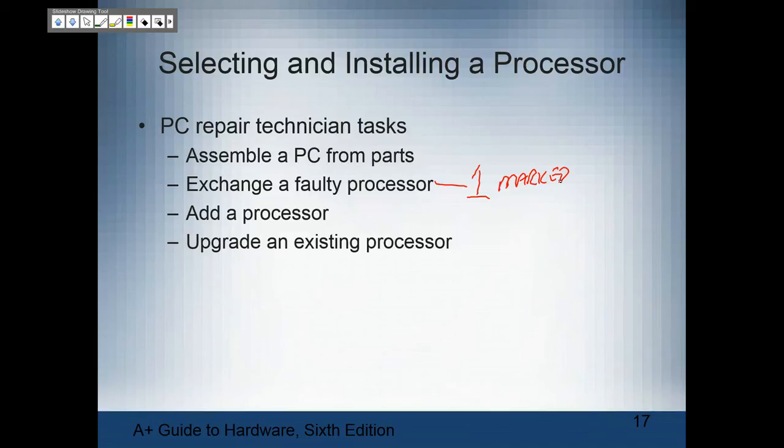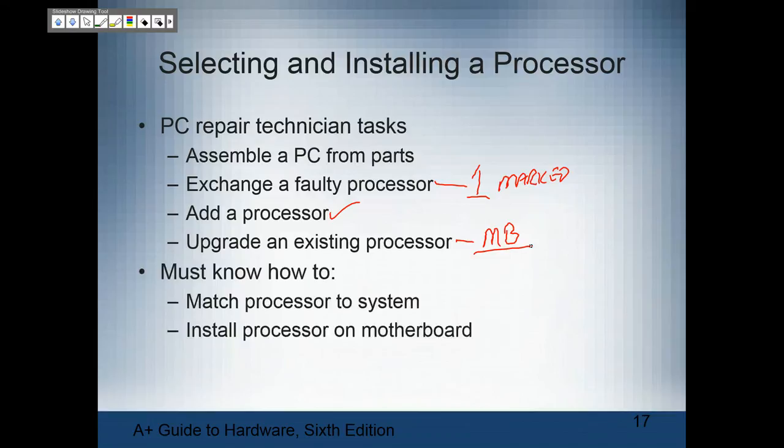You may add a processor. If you add a processor, you're going to have a motherboard that supports that, a dual processor. Not a core, an actual physical processor. Upgrade the existing processor depends on what the motherboard is going to support, and that goes back to the motherboard documentation and what we can and can't do with that. How to match the processors to the system, install the processor on the motherboard. Installing the processor on the motherboard, not such a big deal.